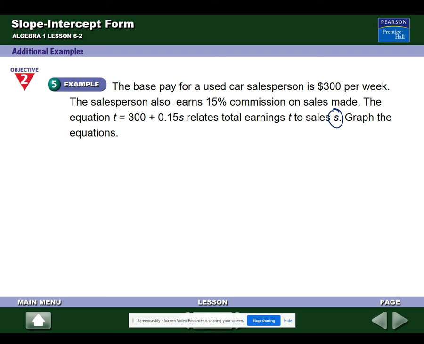I may have said this in class a few times. I always just point this out: my S's can kind of morph into 5s sometimes. So be careful if you're going to use the variable S.